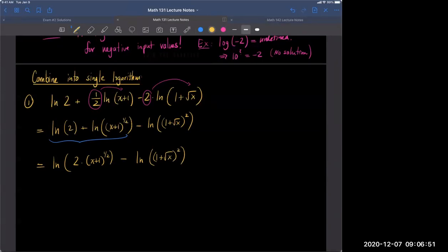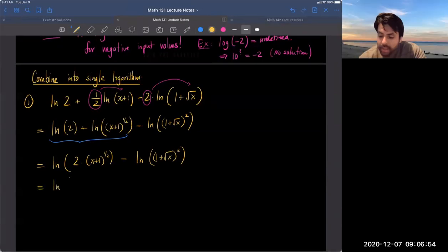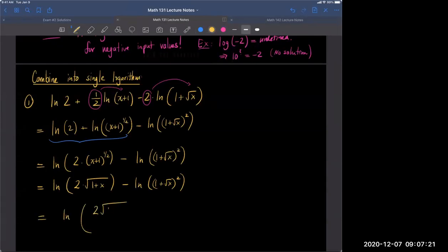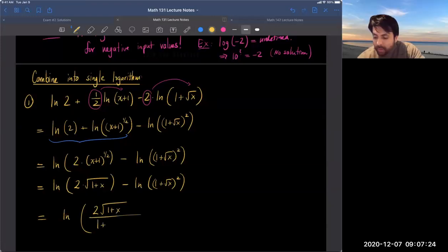Then you're going to divide. This second one is a half, so 2 times the square root of 1 plus x. Let me just rewrite these to the 1/2 power as a square root. And this is ln of 1 plus square root of x, squared. No, I cannot distribute the 2 as a square. I would have to expand everything, so I'm just going to leave it this way. And now this is subtraction, so this would be ln of 2 square root of 1 plus x over 1 plus square root of x, squared. So that's how you combine into a single logarithm. You apply the rules of logarithms and go backwards.